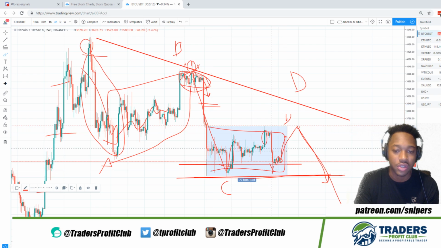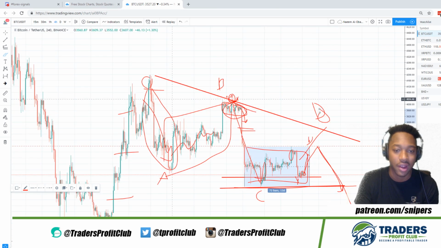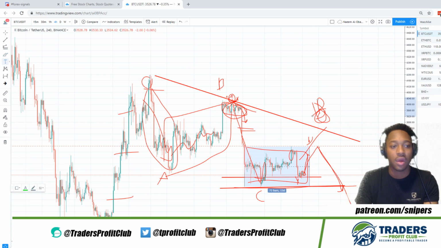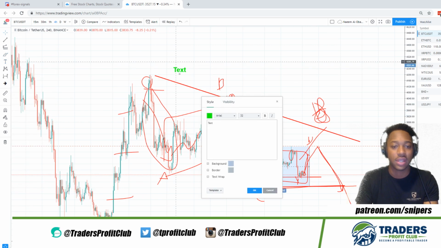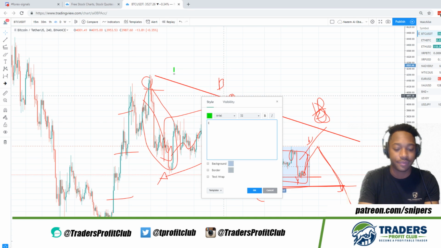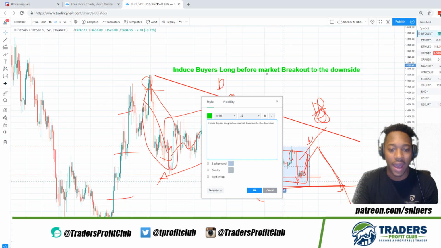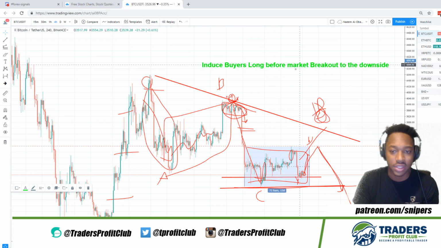After they do that, they're going to do the same thing. They're going to shift the zone, work off this angular support, make that D formation, right? They might even break price even higher. That's why we do A, B, C, and then D. D is going to be that formation to the upside to induce. Sorry for the mess, you guys. So they're going to induce buyers, right? They're going to induce buyers long before the market breaks out to the downside, just how they did here.